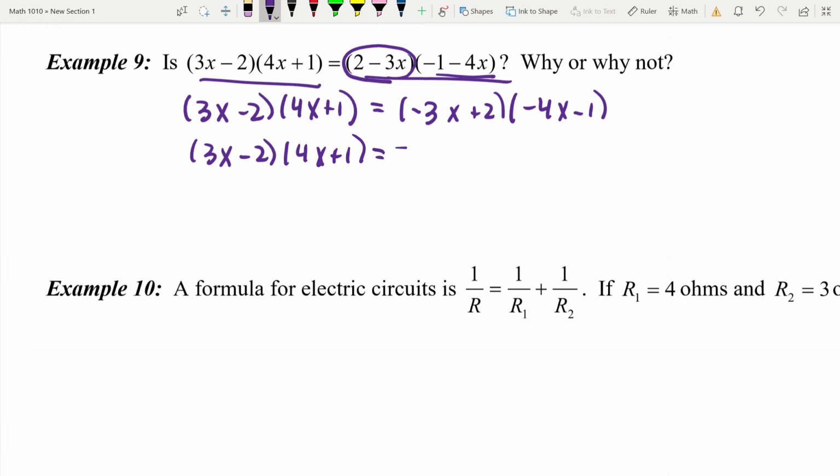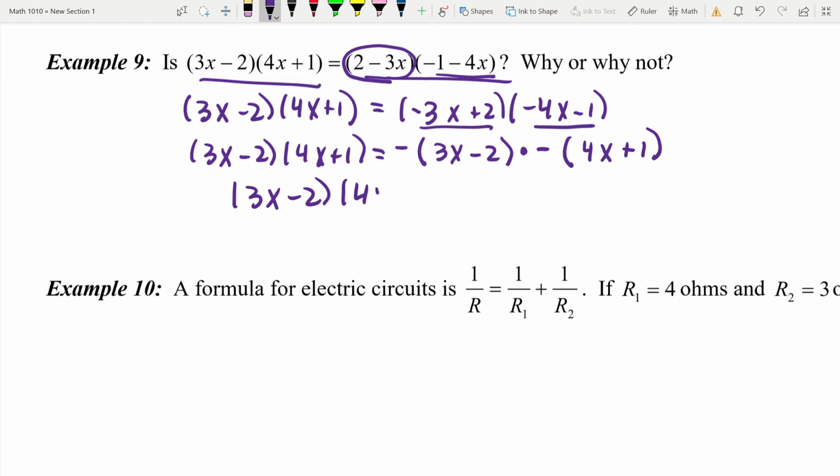So I'm going to take out a negative. When I take out a negative, I'm left with a positive 3x minus 2. Now it's nice. This guy right here, I'm going to put a little dot right there, which means times. This guy right here, I'm also going to take out a negative. When I take out a negative, I'm left with a positive 4x plus 1. So now the left is 3x minus 2 times 4x plus 1.